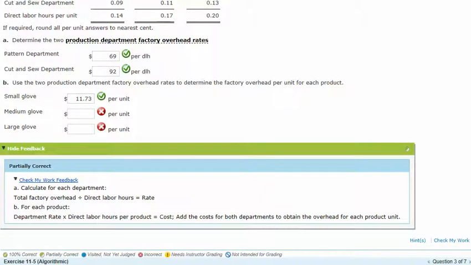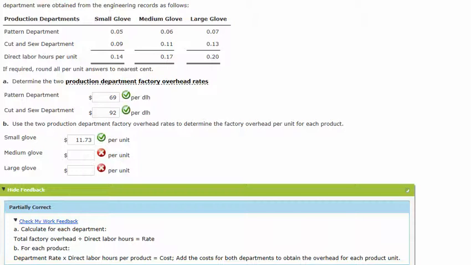And you can see our answer is fine. So we would do the same thing for the medium gloves, where we would take our rate times the amount of time consumed in both departments and add those together to come up with the medium glove rate. Large glove, we take the amount of time consumed for each department times their rates, add them together to come up with a large glove.